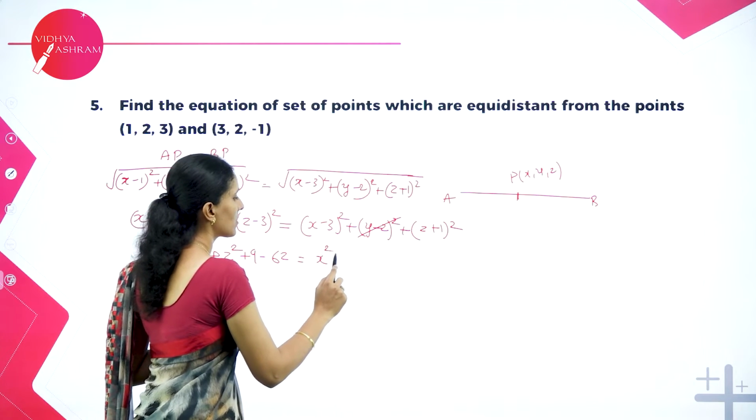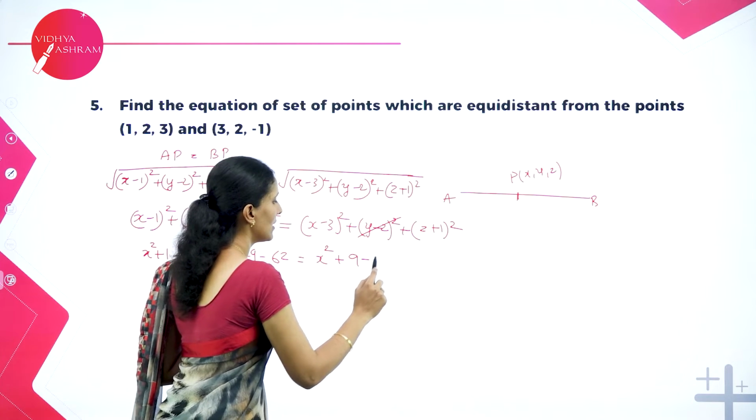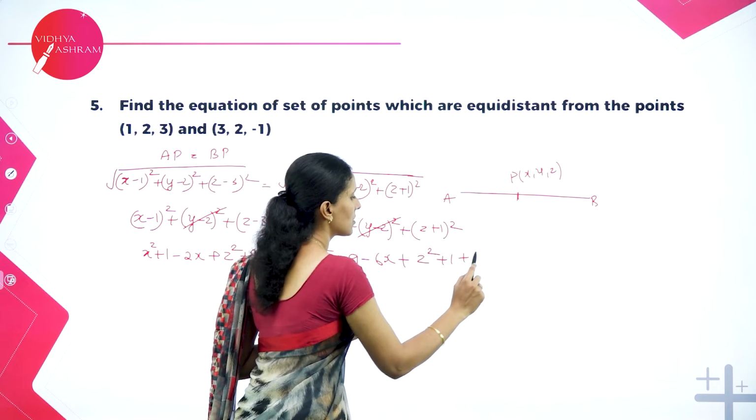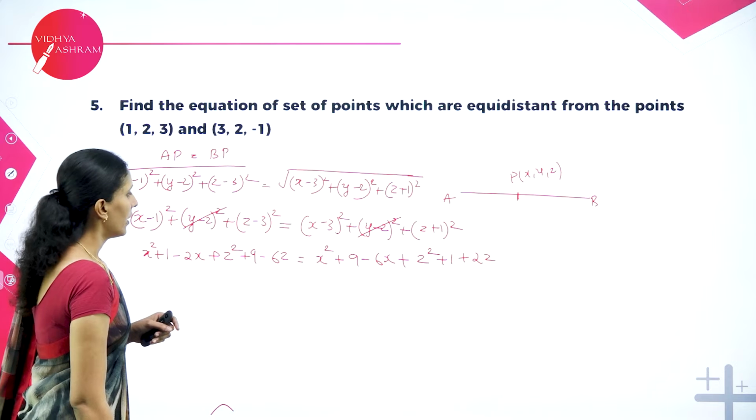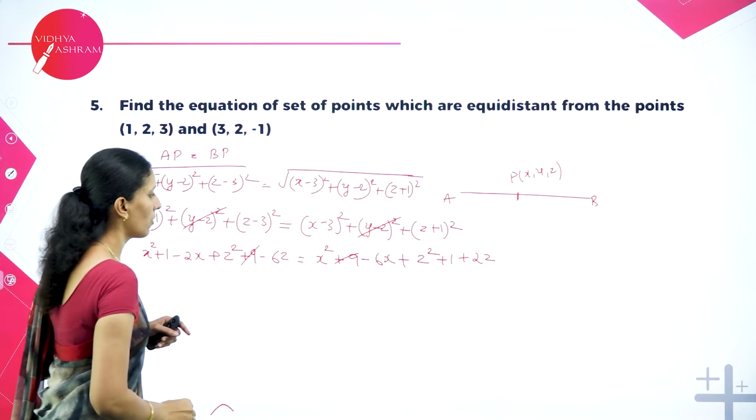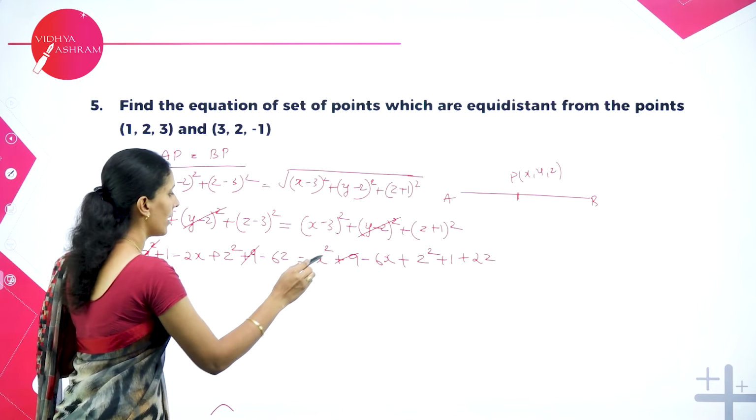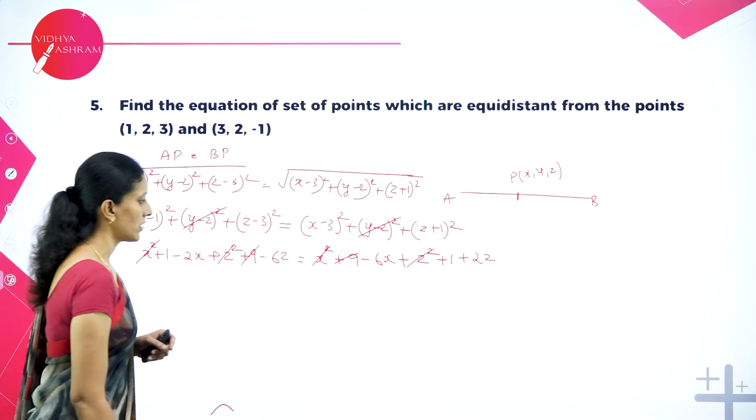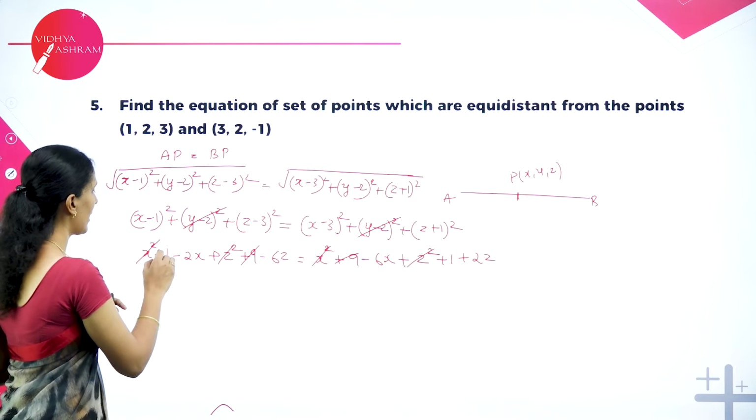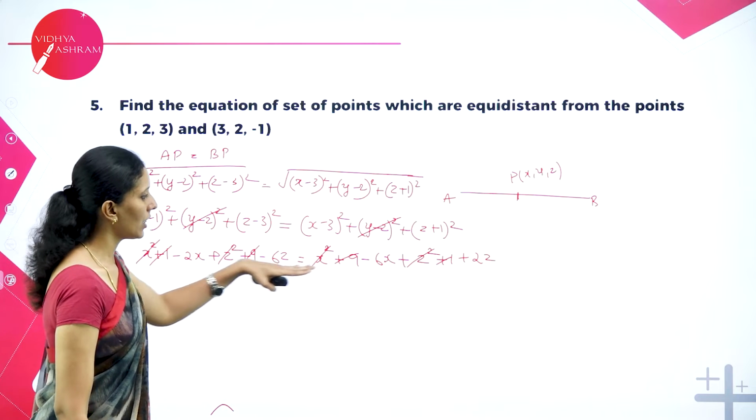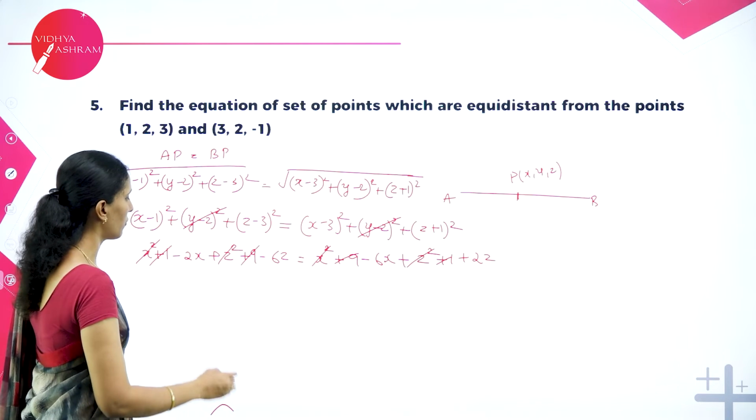Here x square plus 9 minus 6x plus z square plus 1 plus 2z. Now I can cancel plus 9 on both sides, x square on both sides, z square on both sides. So also I can cancel plus 1 on both sides. So shift the remaining equation to the left hand side of the equation.